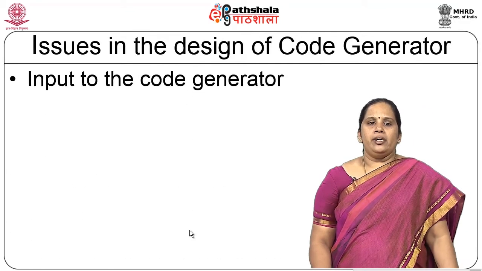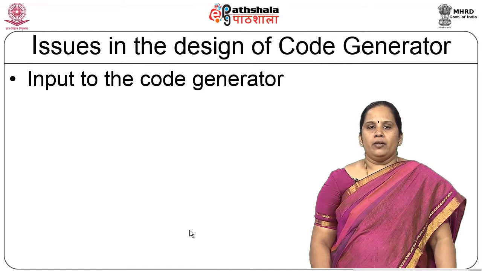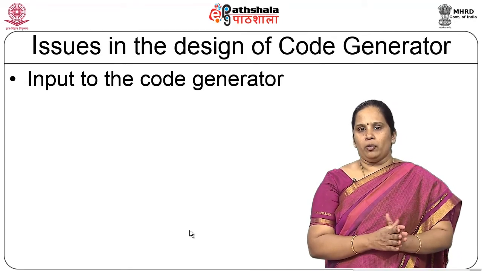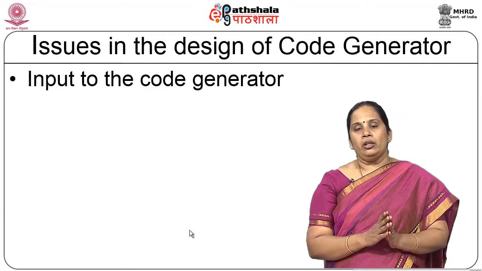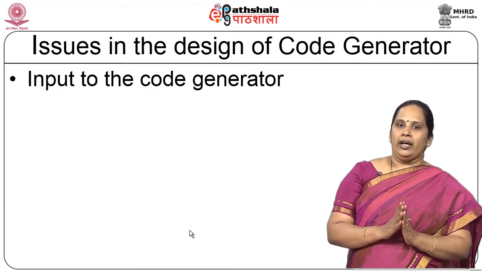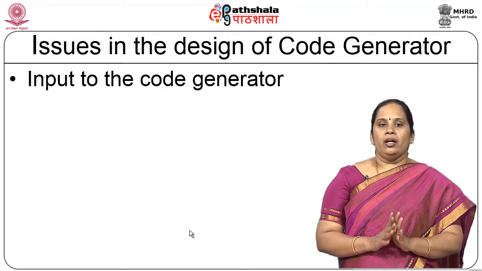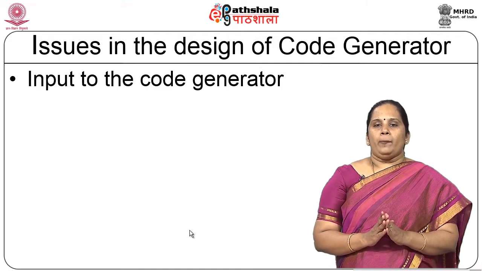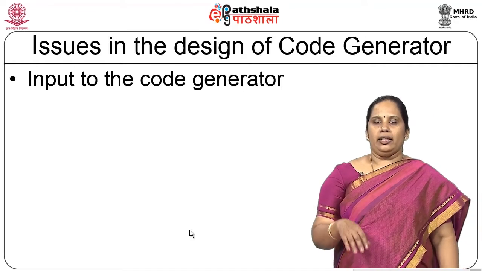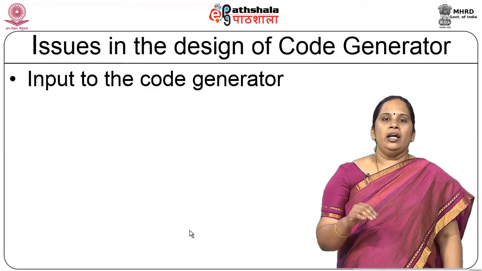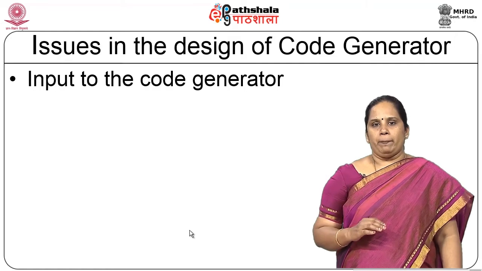Looking at the issues in the design of a code generator, these are the characteristics of the code. It should be correct, it should be semantically preserving the input, and it should be highly optimal. Though we do not look at optimality at the first instance, we have to ensure that even at the basic level it is optimal to a certain extent.